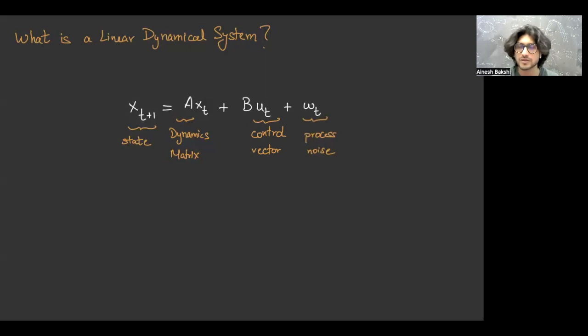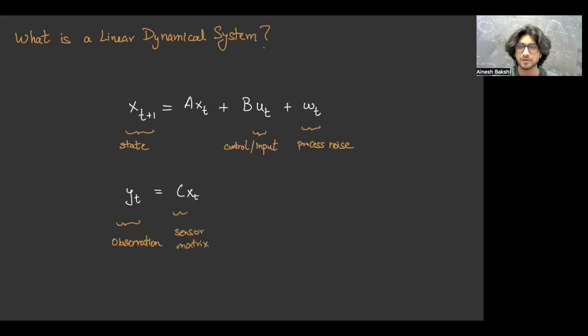Finally, we add process noise w sub t, which is typically unknown and can be used to model various physical phenomena. This completely defines how the state evolves over time, given some initial conditions, which we'll ignore for the purposes of this talk. There is one final twist.